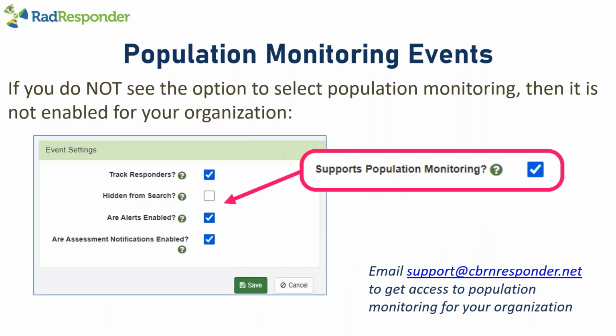If you do not see the option, this either means that you did not select the radiological hazard type for your event, or it's not enabled. So I do have our support email on here. Just email us and we'll grant you access to the population monitoring module for your organization.